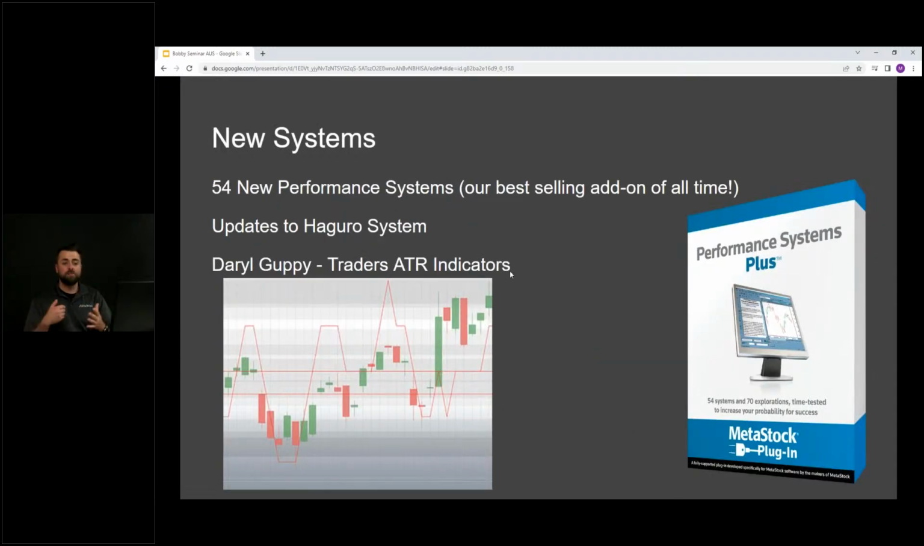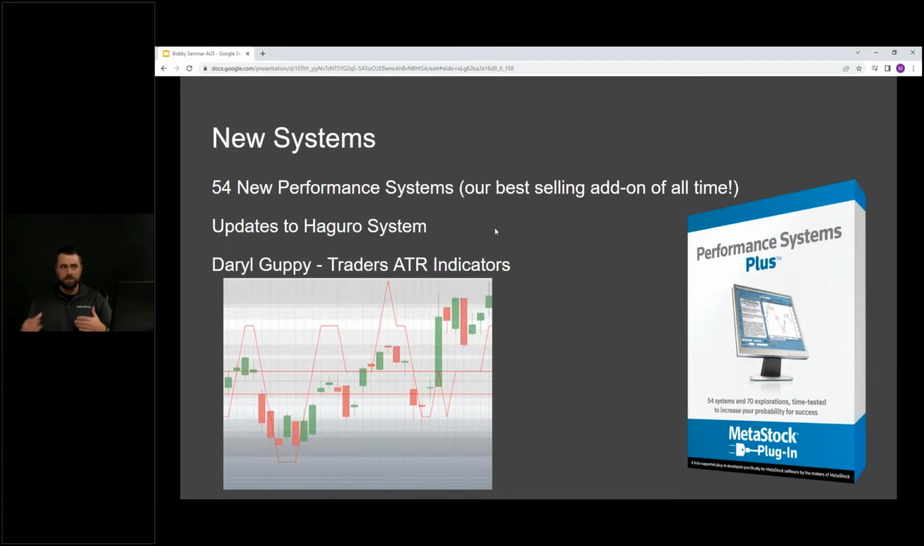Speaking of systems that perform well, we also took our best-selling add-on of all time. It was called Performance Systems Plus. It's been around for a really long time now, but it includes 54 additional new performance systems that are on top of the 30 that we already have built into MetaStock. And we sold tens and tens of thousands of copies of this. And now it's just included for free.